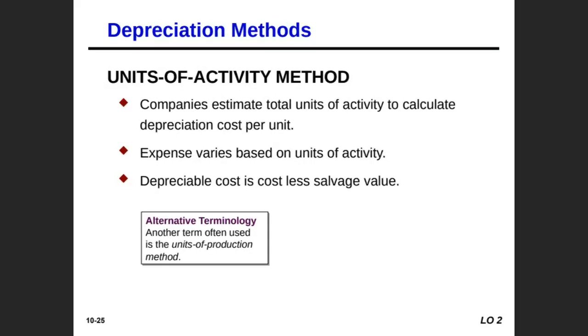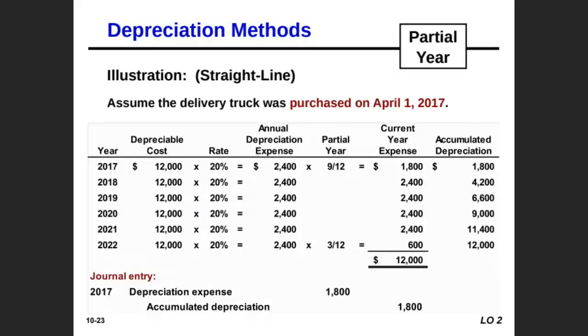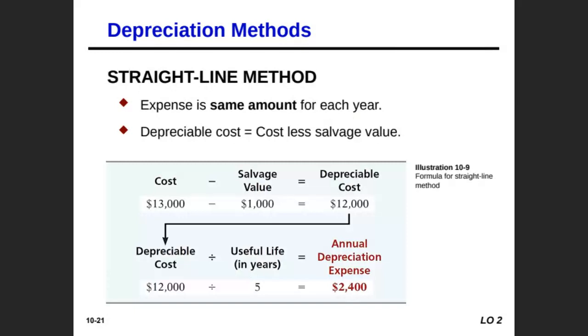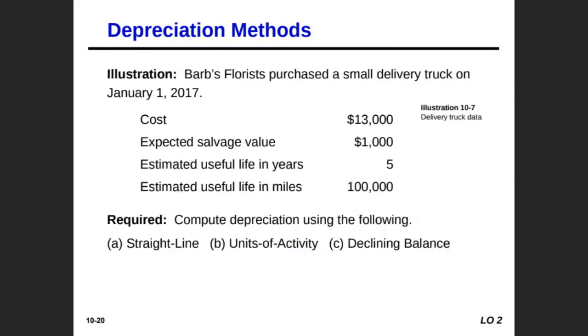And if you remember, this is the example we were discussing last time: a truck was purchased on January 1, 2017. The cost is 13,000. Salvage value is 1,000. Useful life is 5 years, and useful life in terms of miles is 100,000 miles.